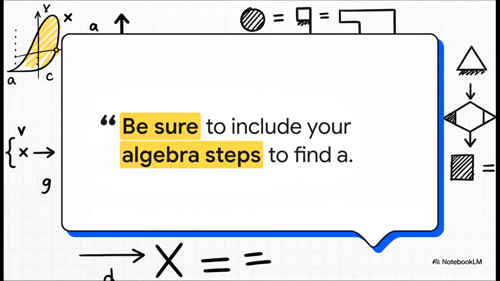Okay, heads up, this is a really key requirement from Mr. Wilf, so listen closely. You can't just write down the final value for a. You absolutely have to show your work. You've got to show the algebra of plugging in your vertex and your point to solve for it. This is a totally non-negotiable part of the blueprint.